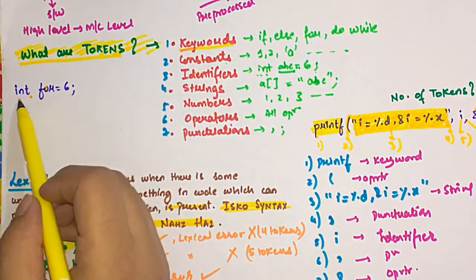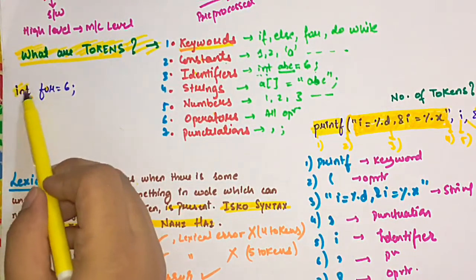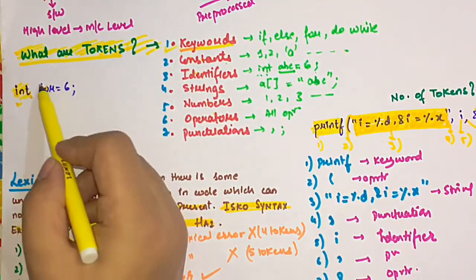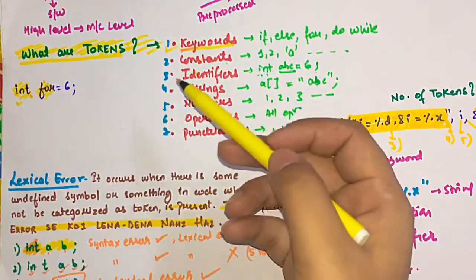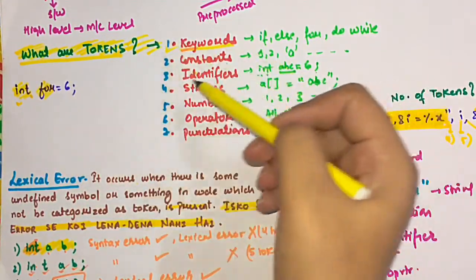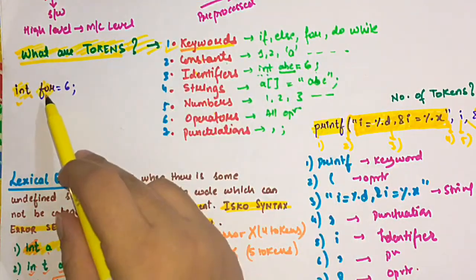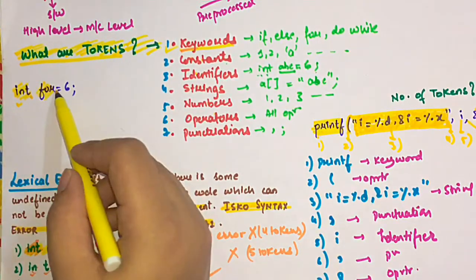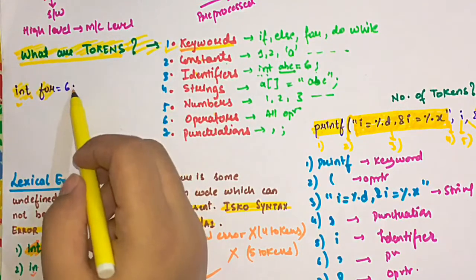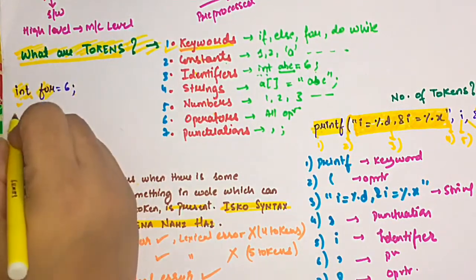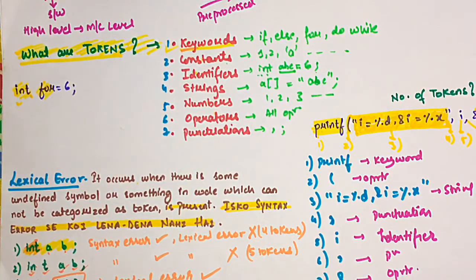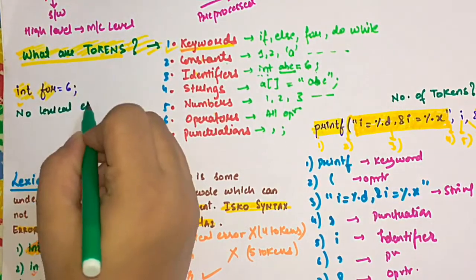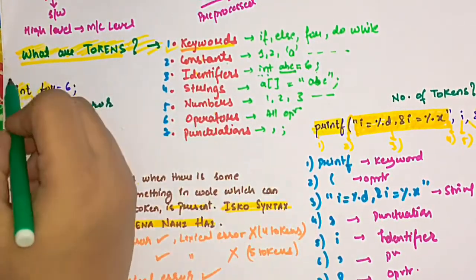When the lexical analyzer scans the code, it will first encounter int and classify int as keyword, no issue. Then it will encounter for. Now either it will classify for as keyword or identifier, but it is not anything which cannot be classified as a token, so no issue with the lexical analyzer till now. Equal to is an operator and 6 is a constant, semicolon is a punctuation. So clearly there is no lexical error in this. But guys, this is a very special example.